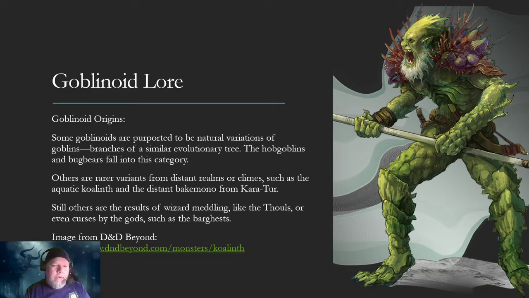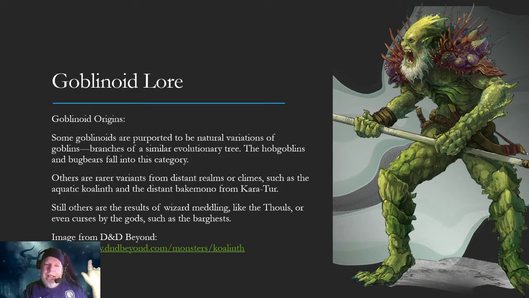Now, there are rarer variants that are from distant realms or different climates, such as the aquatic Koalinth, which is the creature we see here, and the distant Bakemono. The Bakemono is the oriental goblin, and in the world of Toril, where the Forgotten Realms is set, you'll find them over in far distant Kara-Tur. Now, Kara-Tur hasn't been mentioned a lot in 5e yet, and so that's where you have to go back to some older versions of D&D to find things like that.